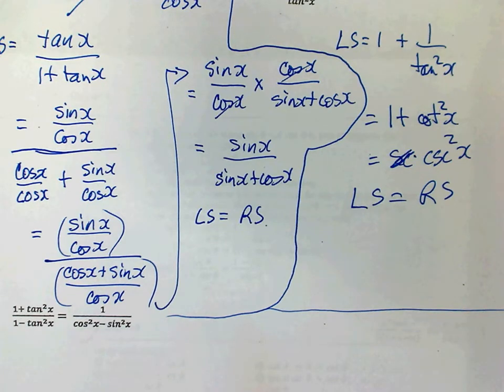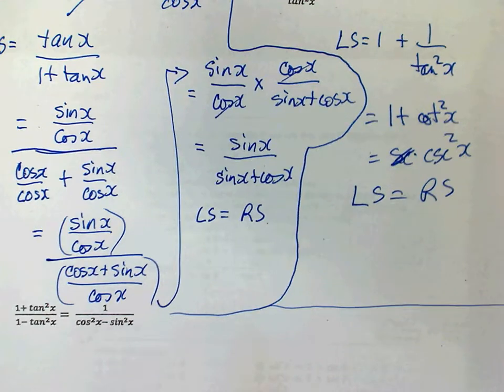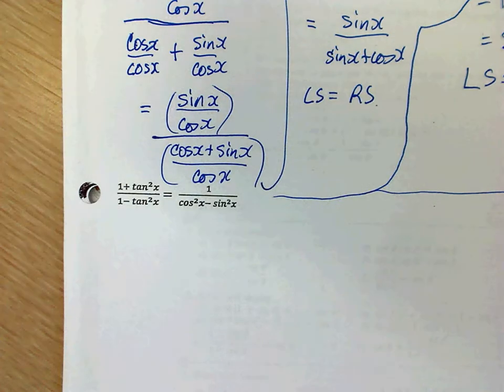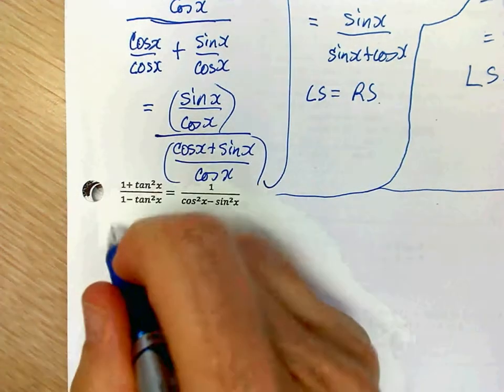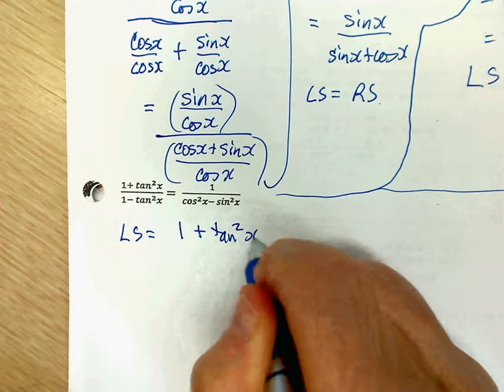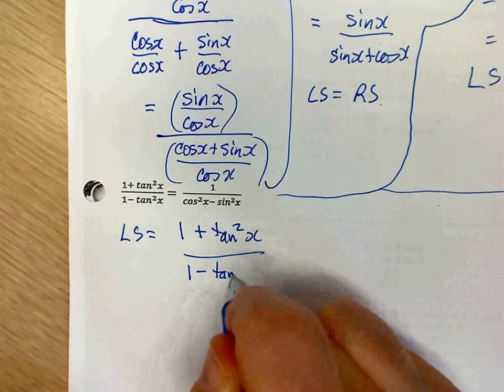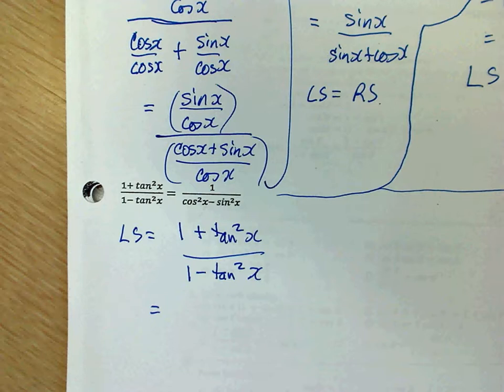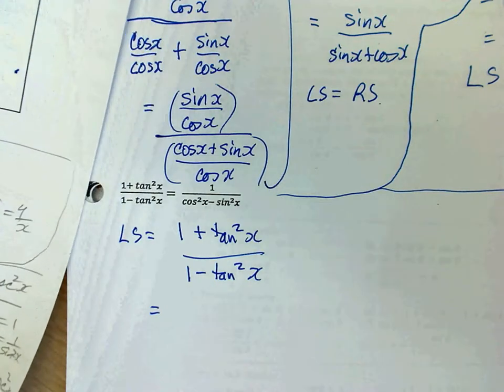Okay, ready? What side do you want to work with? Left side. So we could convert everything to sine and cos, but I'm wondering what does 1 plus tan squared x equal? Secant squared x. 1 plus tan squared x is just secant squared x.